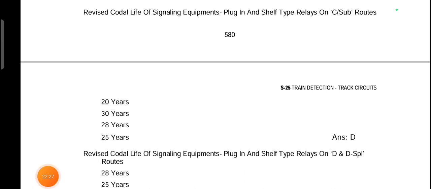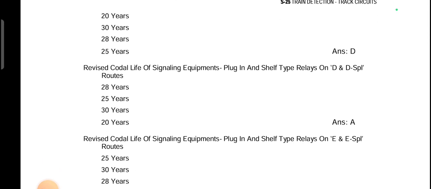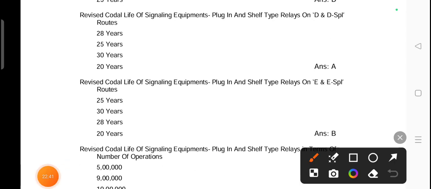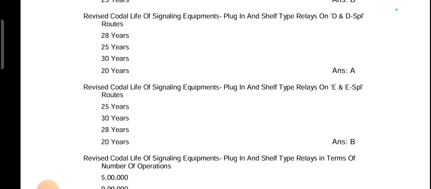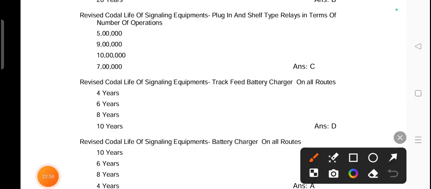Revised total life of signaling equipment plug-in and self-type relays on C or sub-routes, 25 years. Revised total life of signaling equipment plug-in and self-type relays on D and D special routes, 28 years. Revised total life of signaling equipment plug-in and self-type relays on E and E special routes, 30 years. Revised total life of signaling equipment plug-in and self-type relays in terms of number of operations, 10 lakh operations.